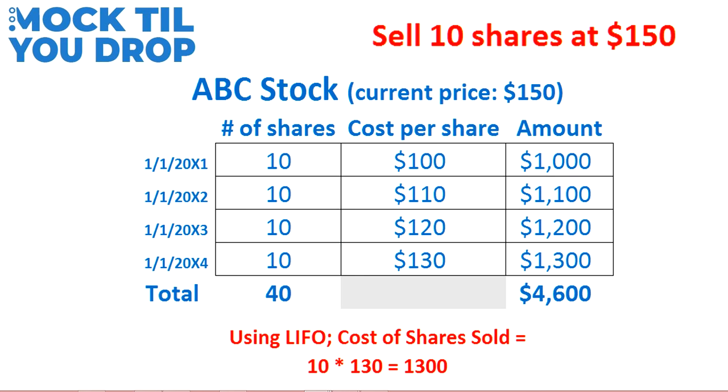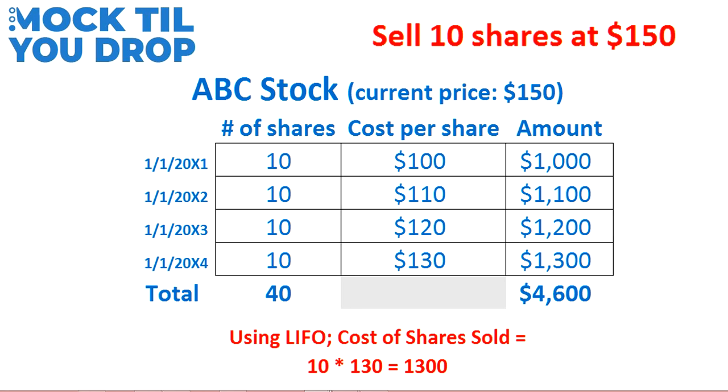Let's say that we want to sell 10 shares at $150 each at the end of year 4. Using the LIFO method, we're going to start with the cost basis of the latest shares purchased and work backwards. So we're going to sell all 10 shares at the $130 cost per share, which gives us a total cost of $1,300. What this also means is that there's going to be $3,300 worth of shares left in inventory at the end of year 4. And we get that by subtracting the $1,300 from the original cost basis amount of $4,600.